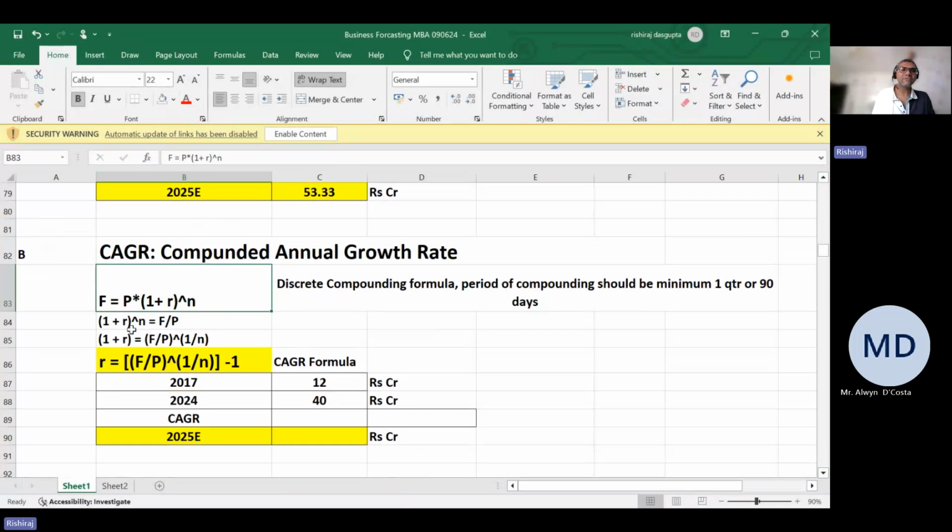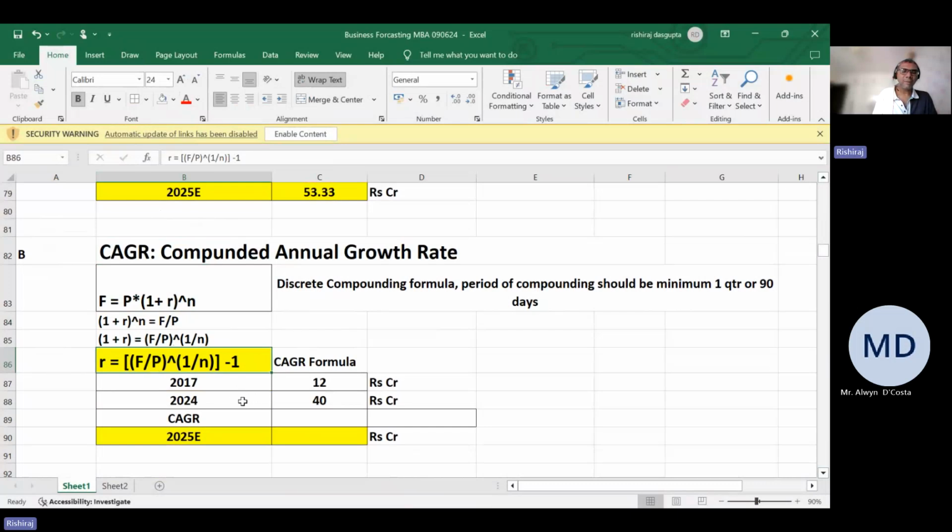So if I rearrange the formula, then we can see 1 plus r to the power n is equal to F by P. 1 plus r equals F by P to the power 1 by n, and r equals F by P to the power 1 by n minus 1. So this is known as the CAGR formula. So what is CAGR? This R, the compounding rate R, is known as the CAGR, compounded annual growth rate. So it's F by P to the power 1 by n minus 1.